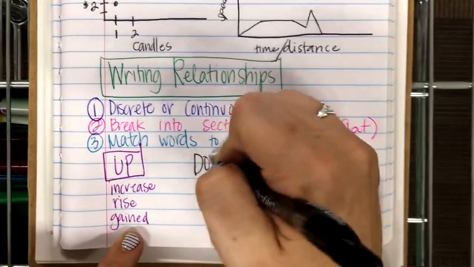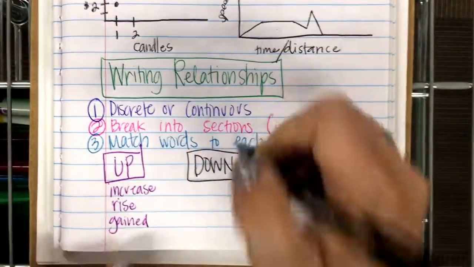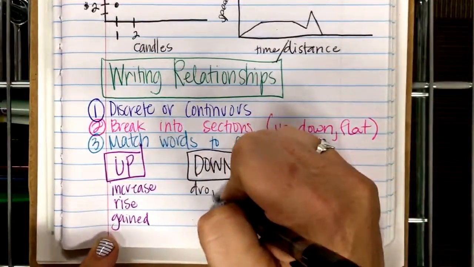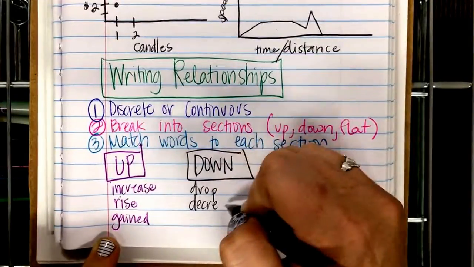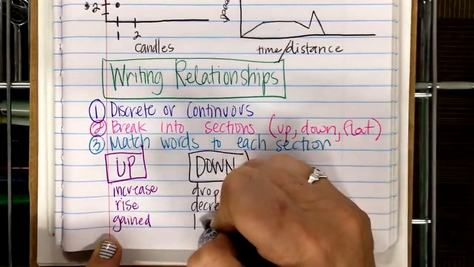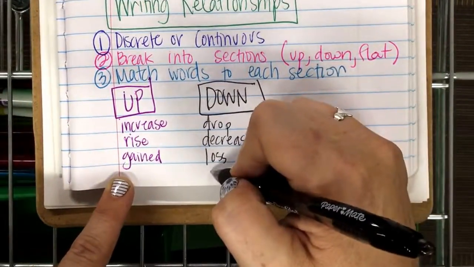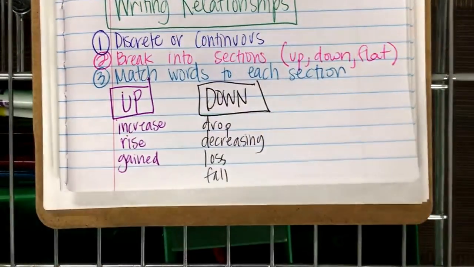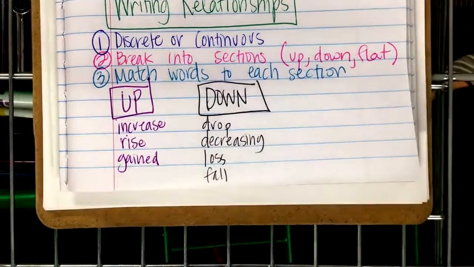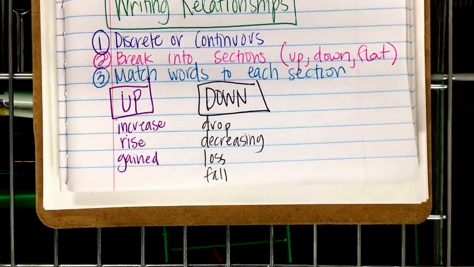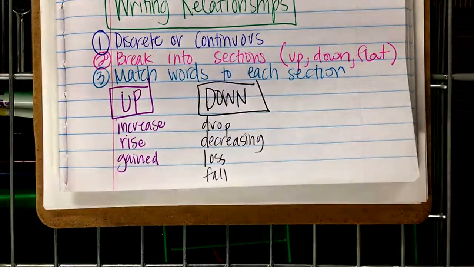What if we're talking about down? Dropped, decreasing, loss, slowed, something falls. Is there a difference between quickly increasing and increasing? Yes. So what's that called? What's the difference between those in a picture?